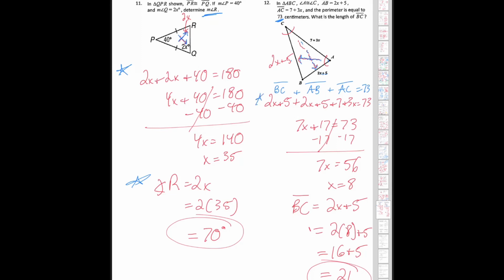So I go ahead and do all the sides equal to 73. So 2x plus 5 twice, plus 7 plus 3x. Then I get x equals 8. I'm looking for the length of BC. So I plug that 8 back into BC, which was 2x plus 5. I do that, and I get that side BC was 20.